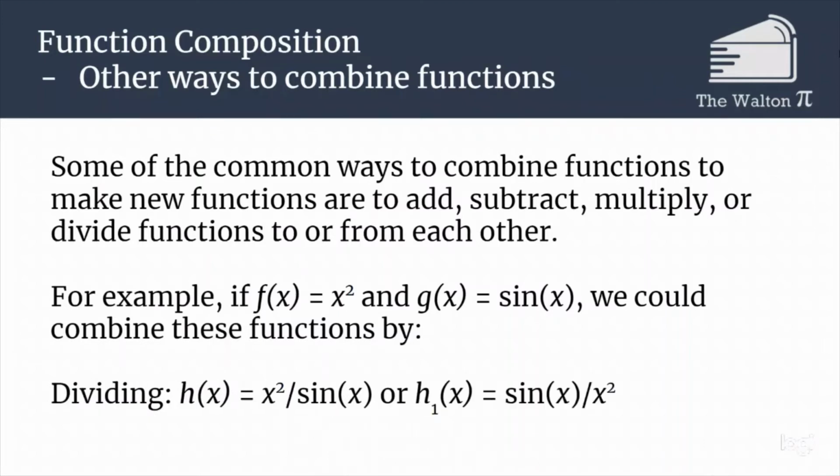But when we divide, we now have to include the condition that the domain is whenever the denominator function is not 0. So in our first h of x function, that domain is whenever sine of x is not going to be 0. And then for our second function, so h1 of x, that domain is whenever x squared is not 0. So that domain is all real numbers except 0.